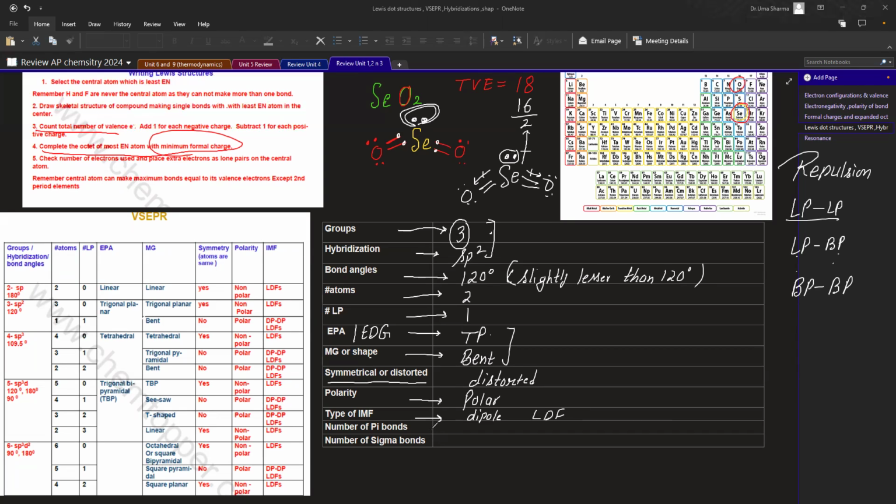How many pi bonds? And how many sigma bonds? How many pi bonds, Nivriti? There are 2 pi bonds and 2 sigma bonds.